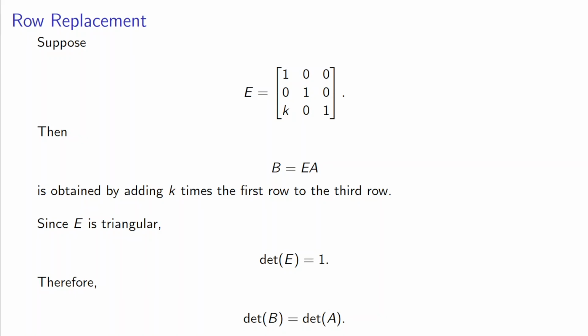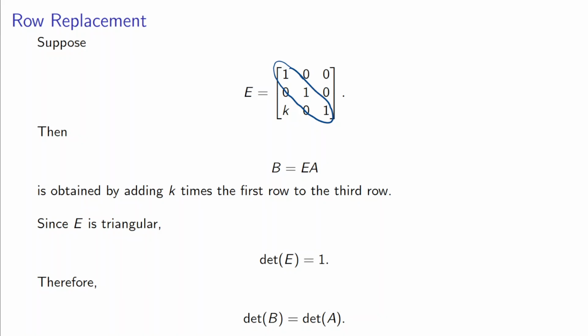So if B is E times A, then B would be obtained by adding k times the first row of A to the third row. So applying that elementary row operation, E is triangular here, and so again, the determinant is just going to be the product of the elements on the diagonal, which are all 1. So therefore, the determinant of E is 1, and therefore the determinant of B is just 1 times the determinant of A, or just the determinant of A.